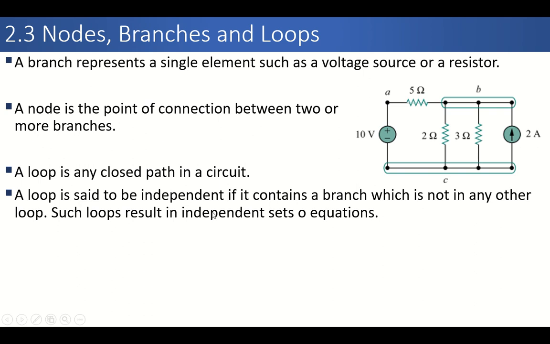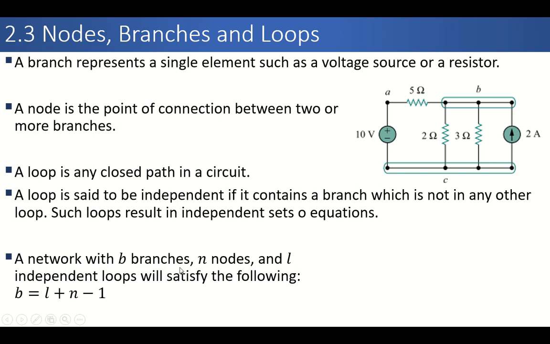So a loop is said to be independent if it contains a branch which is not in any other loop. Such loops result in independent sets of equations. Just like, let's suppose starting from A, this point and so on. So this is a loop. It contains a branch which is not in any other loop. So similarly, if we consider this loop and this loop, these are actually independent loops.